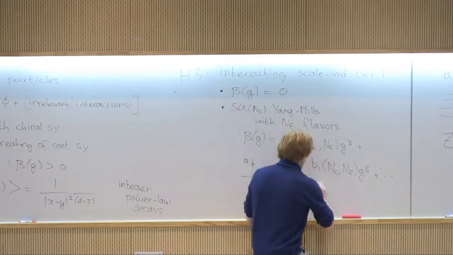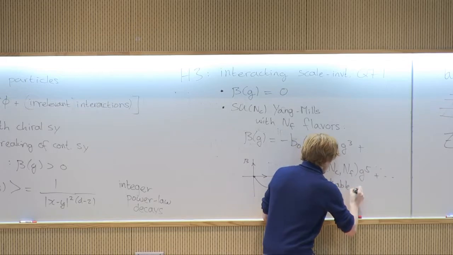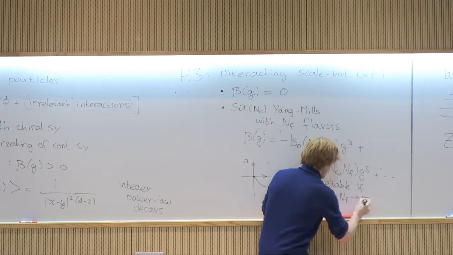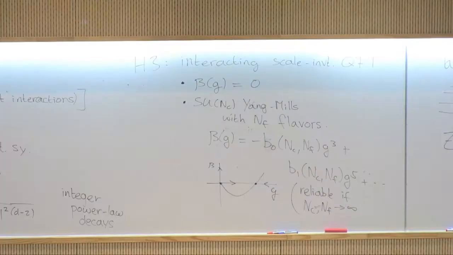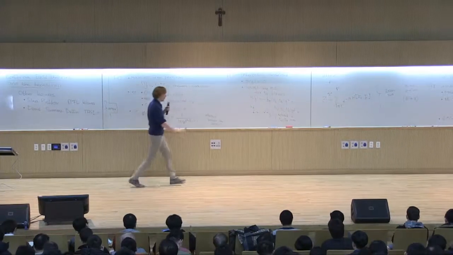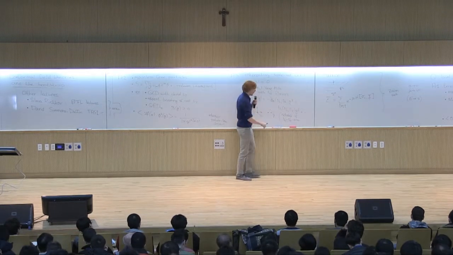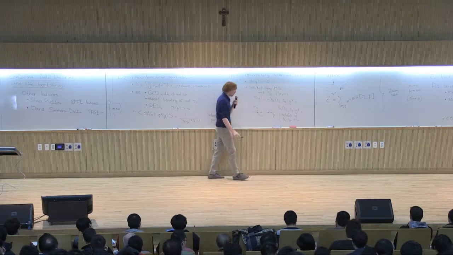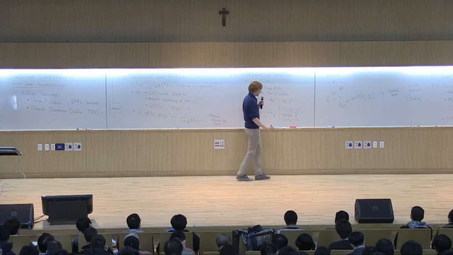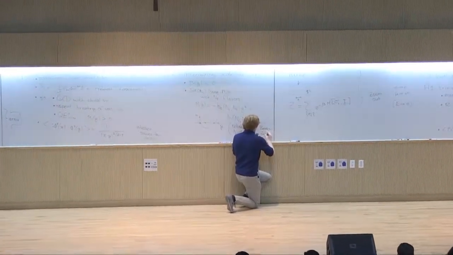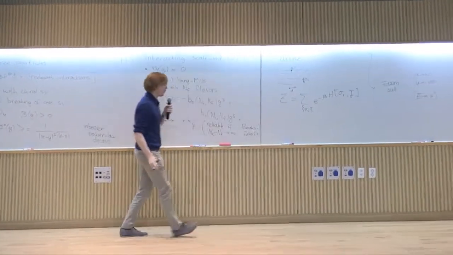But if you take NC very large and NF very large, and you do it in such a way that their ratio is constant, then this theory does become reliable. This fixed point happens at very weak coupling, and you can do a more refined analysis to show that all these subleading terms are completely unimportant for the analysis of this fixed point. And so it just becomes completely reliable. And in this large N limit, you get something called the Banks-Zaks fixed point of the renormalization group flow.